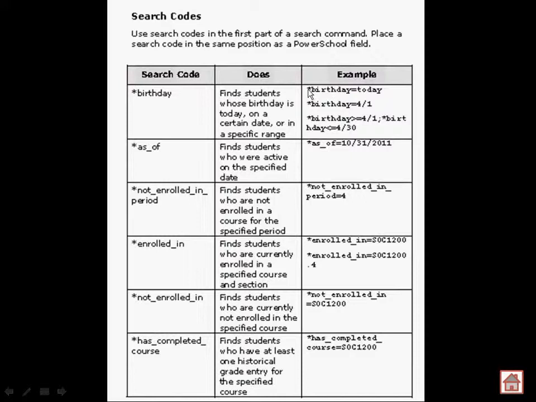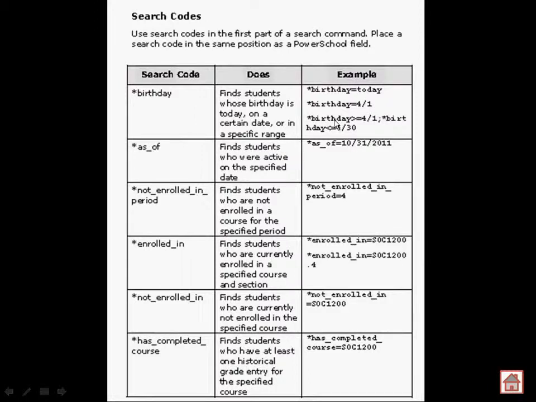You can say asterisk birth date equals today. If you type that in the search box, it's going to give you everybody's birthday in the school for today. It's going to give you that list of students. Or if you wanted students that are in April, asterisk birth date equals 4/1. And it will find all those for that specific day, 4/1.